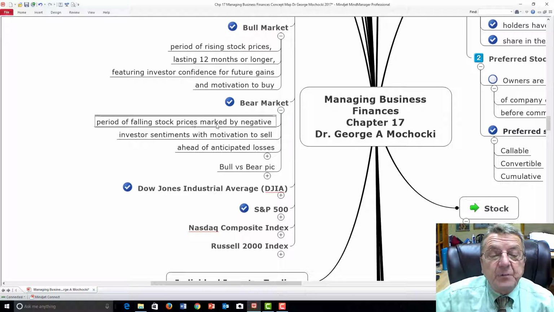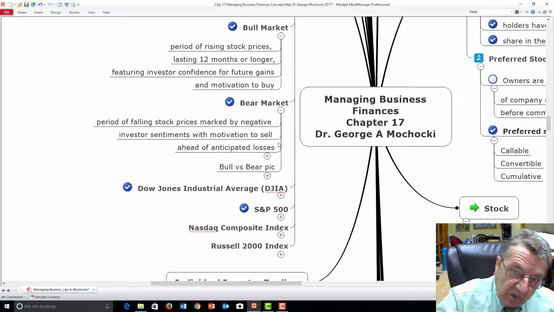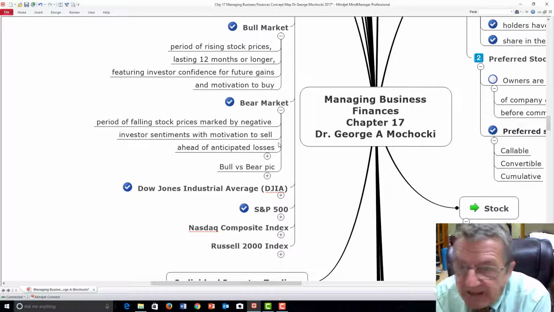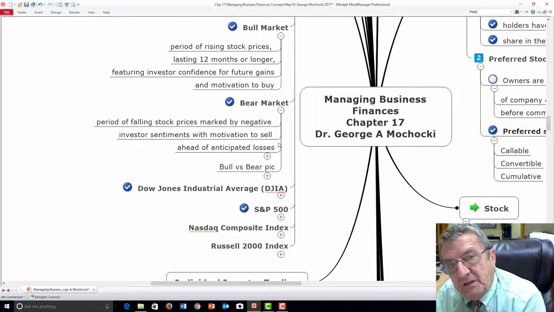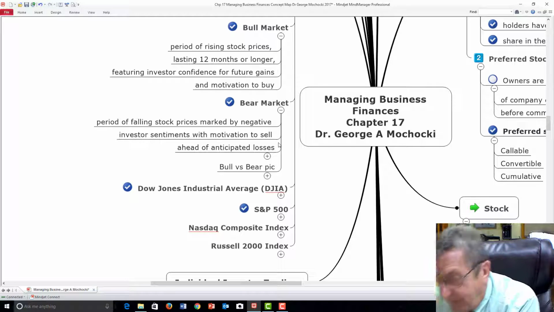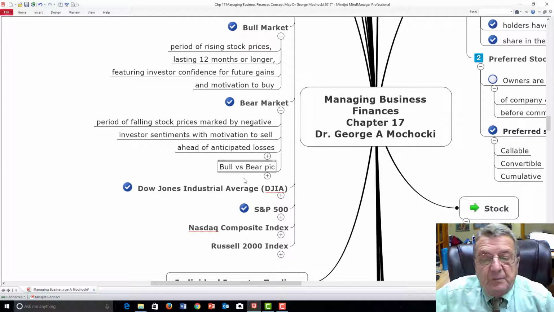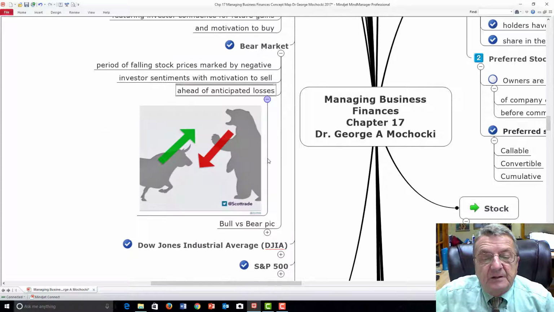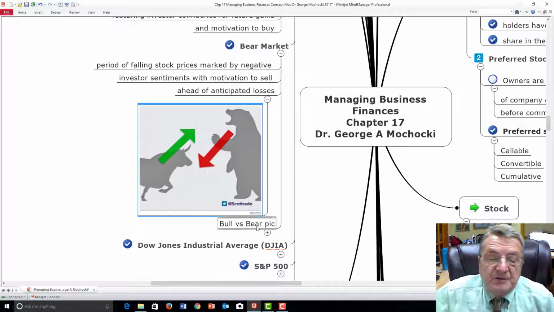Period of falling stock prices marked by negative investor sentiment with motivation to sell ahead of anticipated losses. If I think the market is going down, I'm trying to get out of it and make as much as I can before it hits the bottom. And people are getting rid of it here. Other people are buying and selling, still making money. And finally, when it hits the bottom, I'm stuck with it. Okay? So bull versus anticipated losses. Remember, bull prices going up, bear prices are going down.